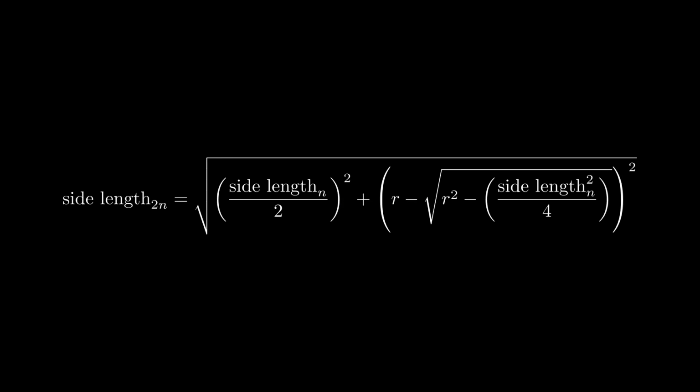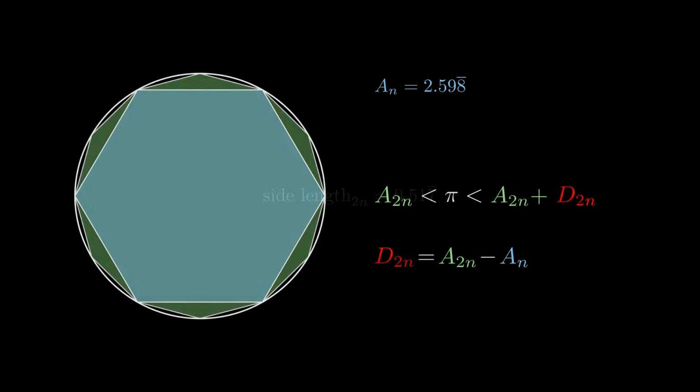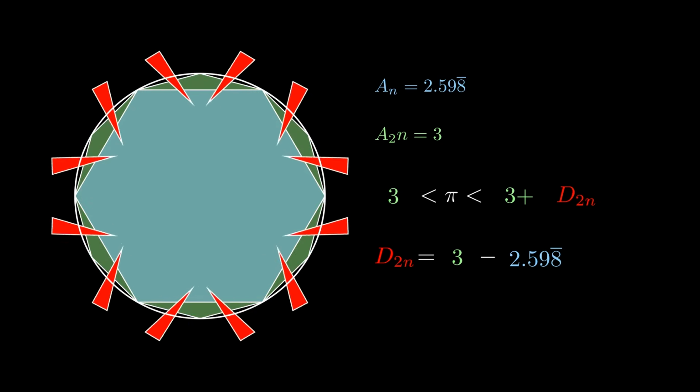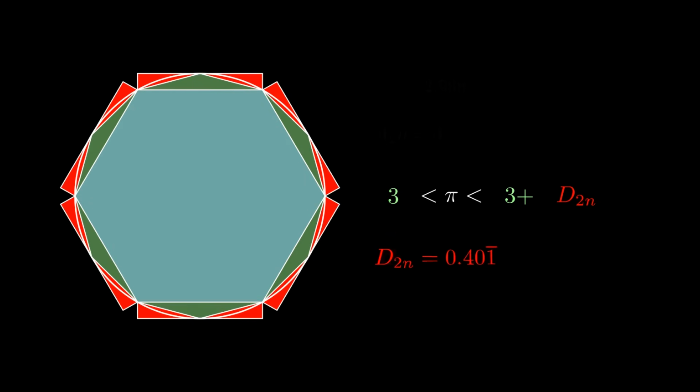Using Liu Hui's iterative method, we can calculate the side length of the polygon with twice as many sides. In this case, a 12-gon, or A of 2n, equals 3. With A of 2n and A of n solved, D of 2n becomes 0.401. Thus, we've concluded that 3 is less than pi, which is less than 3.401, using a hexagon and a dodecagon.